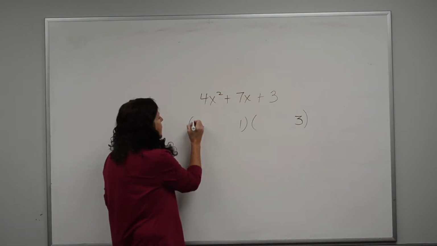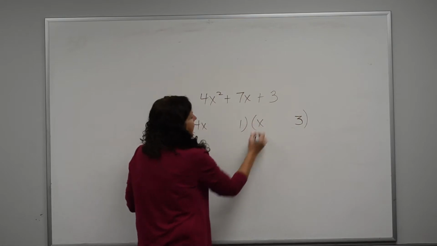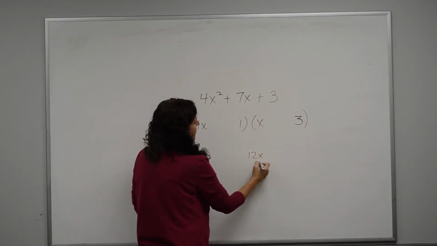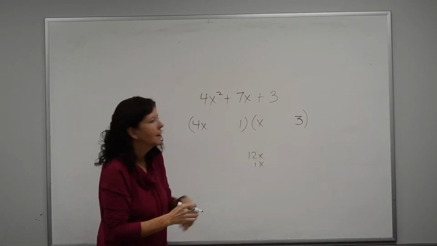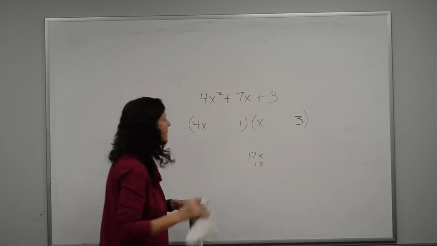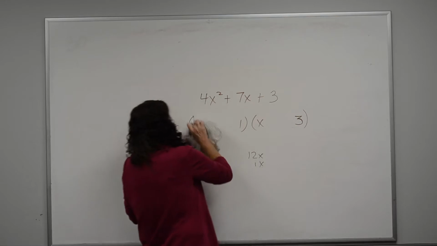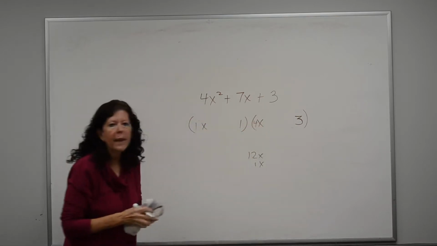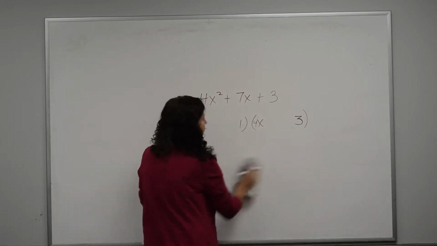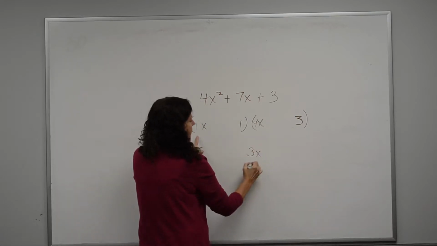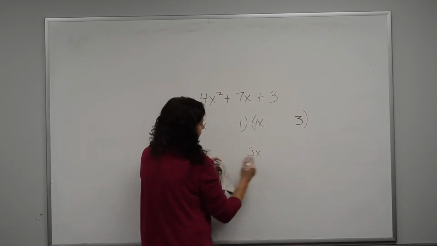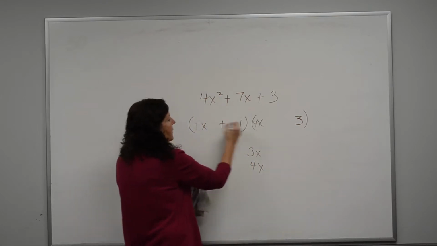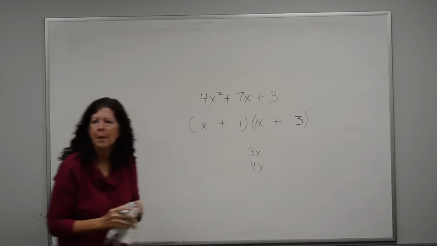I can do 4 and 1, and then when I do outside, I'm going to go, 12x, 1x, that ain't happening. Okay, I can't add that together and get 7. So then probably what I would do is I would switch the order here, and I would put the 4 there and the 1 there. So then I've got 3x and 4x, which when I add together is going to give me 7x, so both of those would have to be positive.